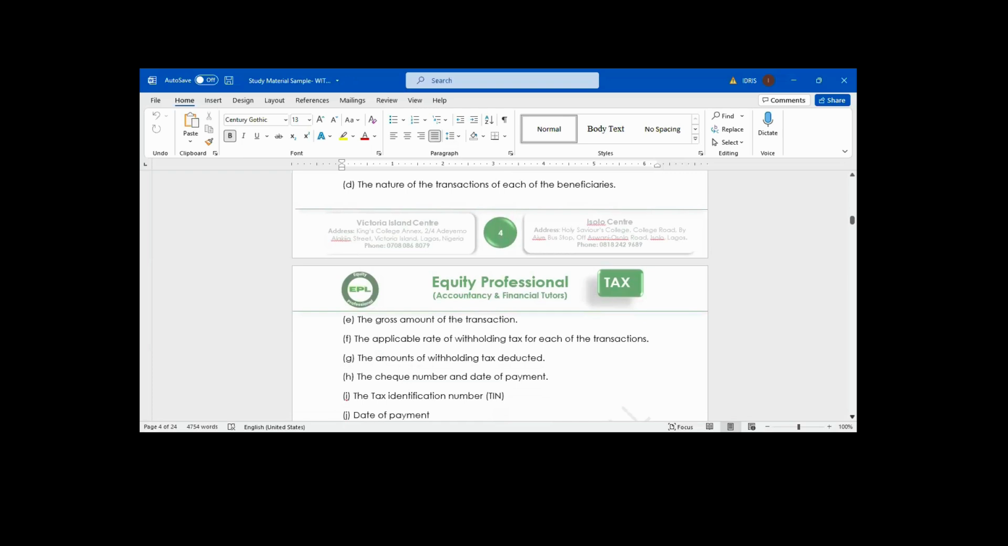The nature of the transaction on which withholding tax was deducted. Is it on rent? Is it on dividend? Is it on interest? Is it on contract supply? Is it on royalties? Is it on director fee? Is it on management fee? Is it on audit fee? The nature of the transaction must be stated.